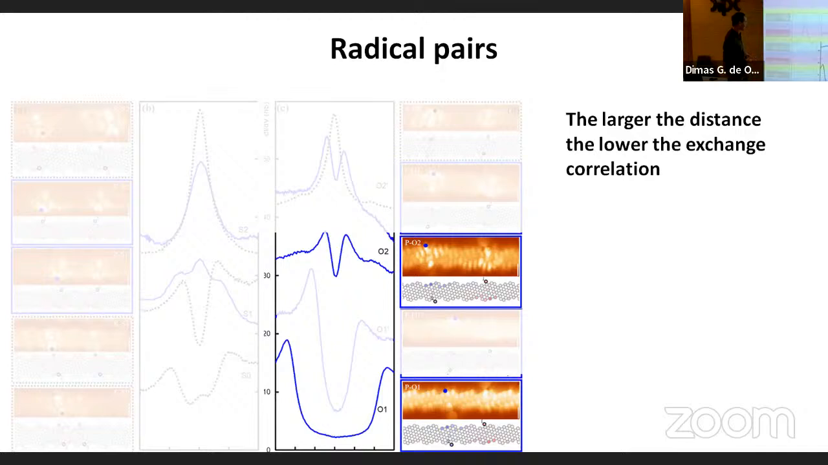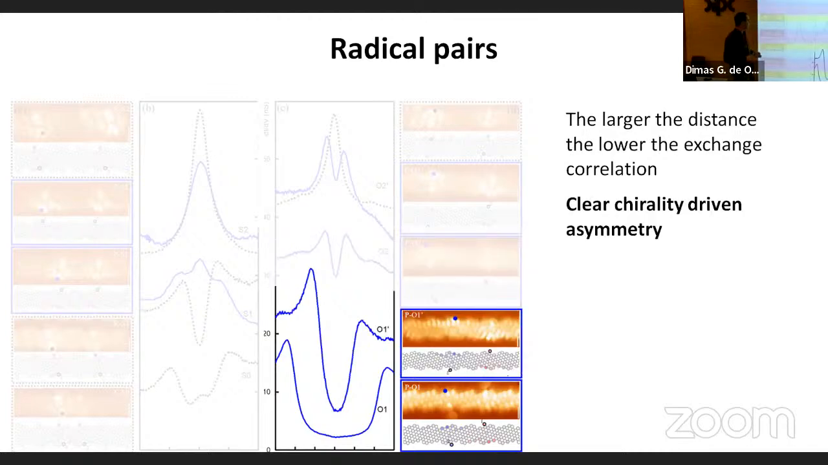And then you see that when they are closer, the energy that you need is much larger, which is kind of expected. But it's nice to corroborate how you lower the exchange correlation when you bring the defects farther apart.